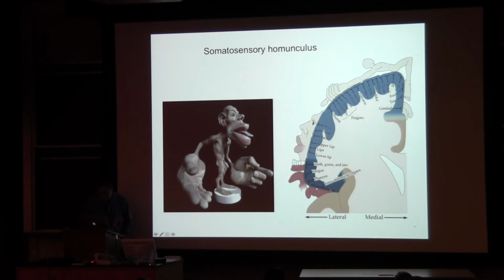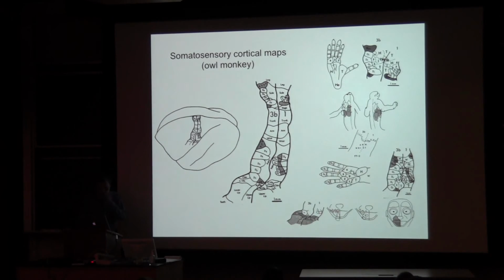There are many areas of sensory cortex as well, multiple areas. Usually people found this out in the beginning not in humans, but by putting electrodes in different parts of the cortex of an animal, and touching the animal.